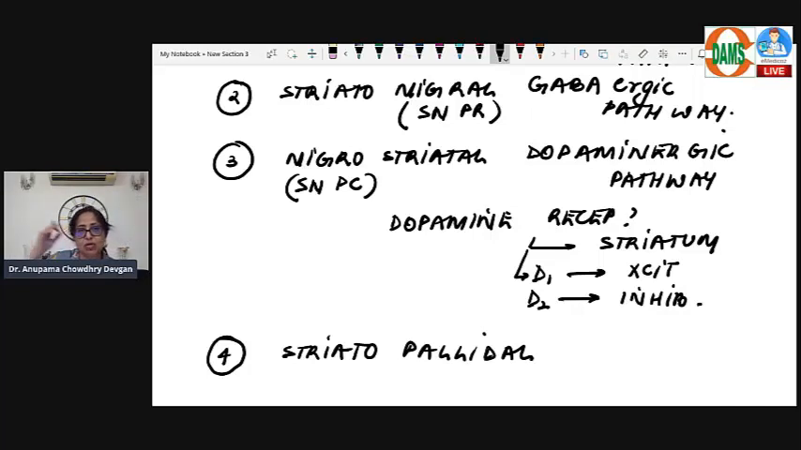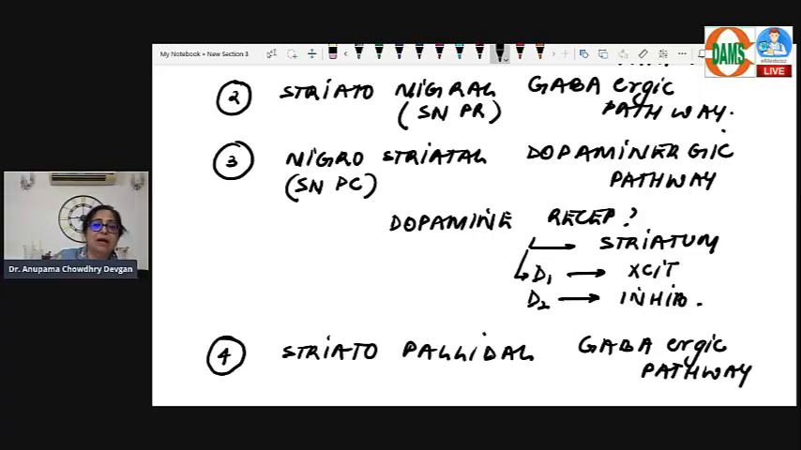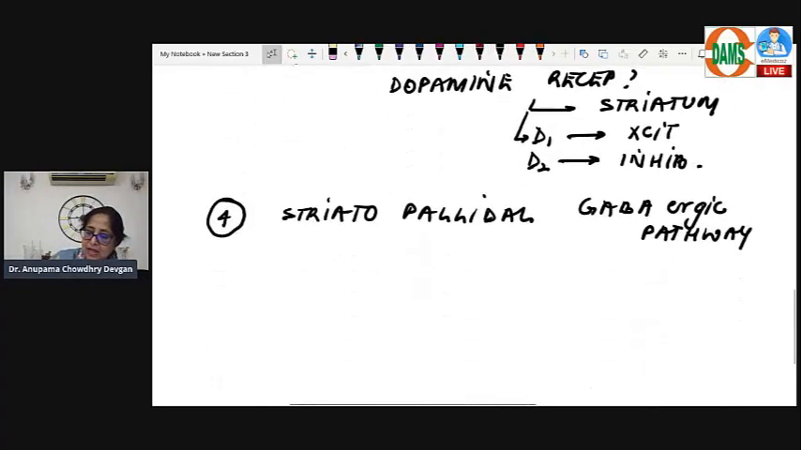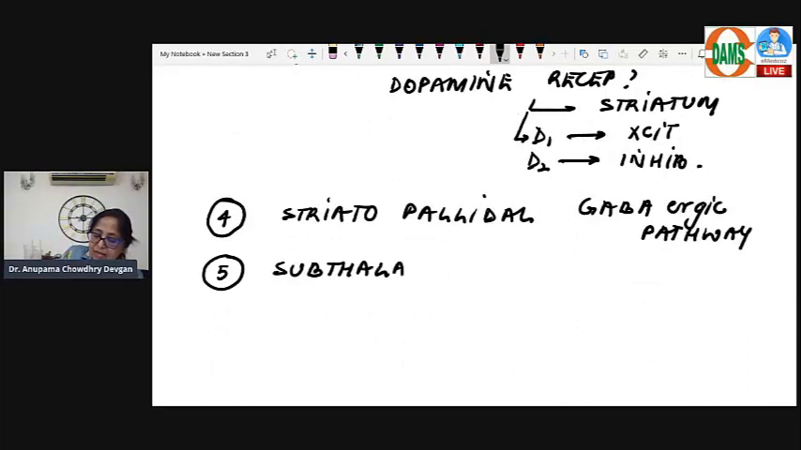From the striatum to the globus pallidus, this is a GABAergic pathway. Number 5, we've already discussed this: subthalamic nucleus of Luys.